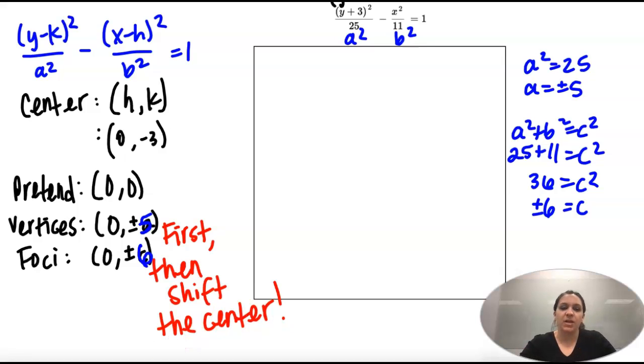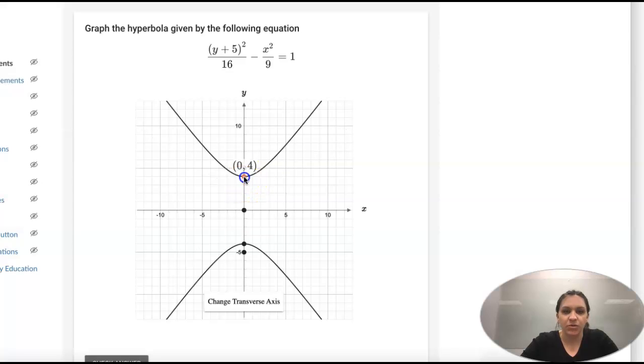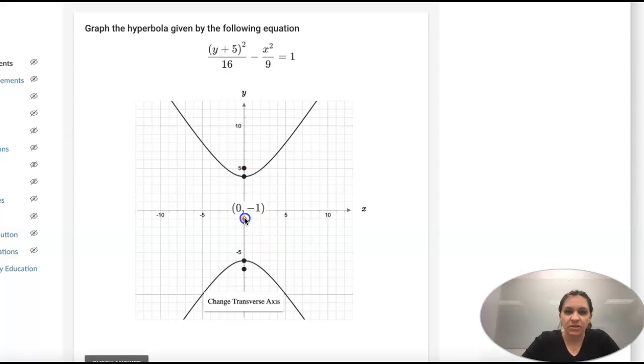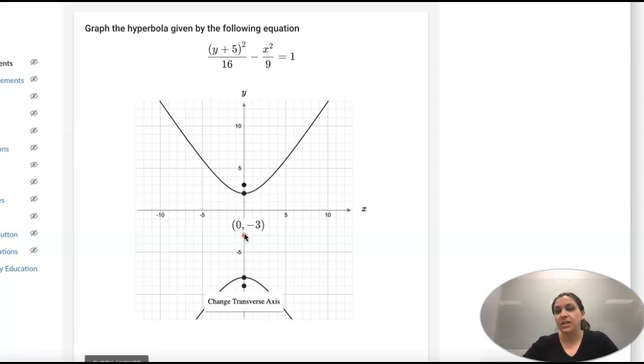And I'll show you what I mean. Okay, so we're going to keep the center at 0, 0 and move our vertices, and our foci to 6, our vertices to 5. And then I'm going to move the center, and look what happens. Everything just shifts with it. Then I don't have to figure them out individually. Okay, so actually this vertex would be at 0, 2, that'd be at 0, -8, and then our foci are at -9 and 3.